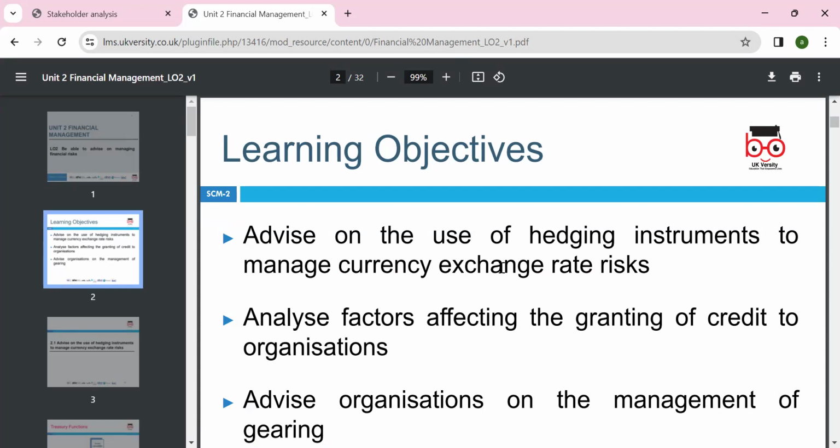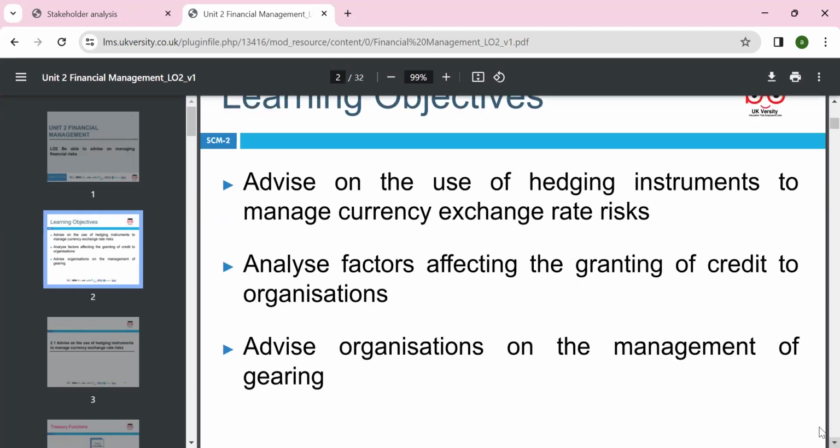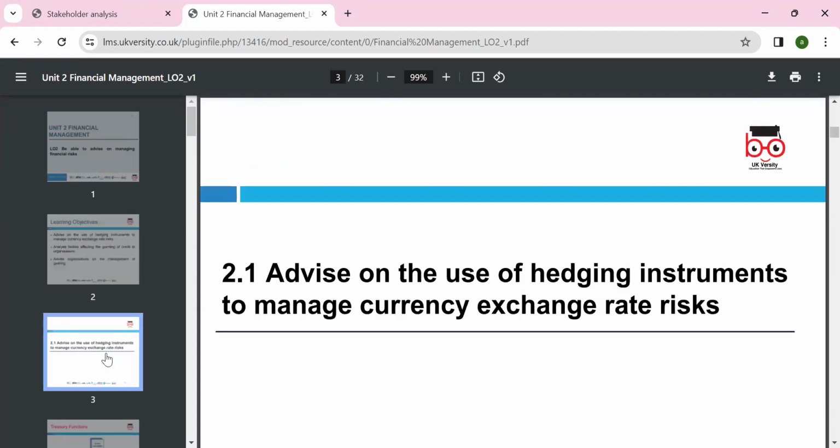We can hedge, maybe we have heard about hedge funds, because the currencies always fluctuate. Like if we make the payment in dollars and pounds, we can look at the currency, we can get the service from the bank, whatever the exchange rate, we can fix it, and that is how we hedge. So we can look at the factors affecting granting credit and advise the organization. Management gearing means high risk, high gear, high risk. Advise using hedging instruments to manage the currency risk.